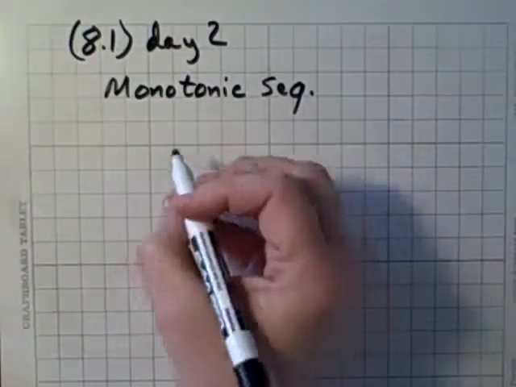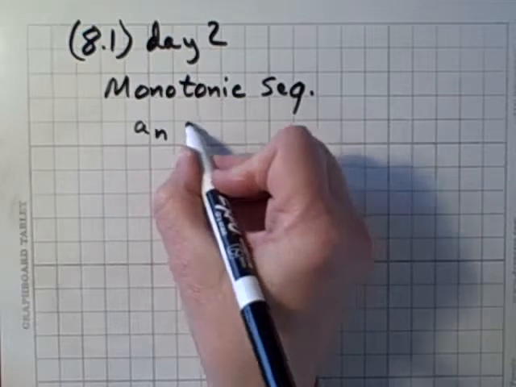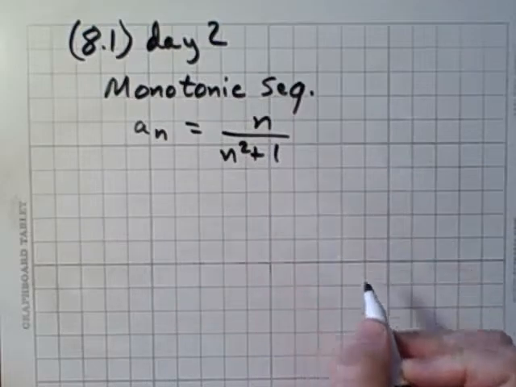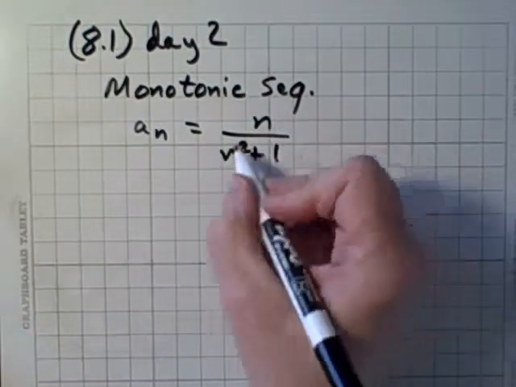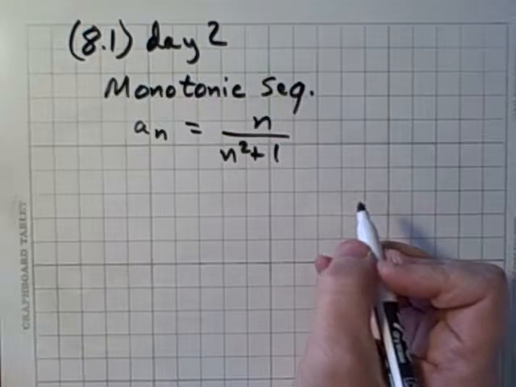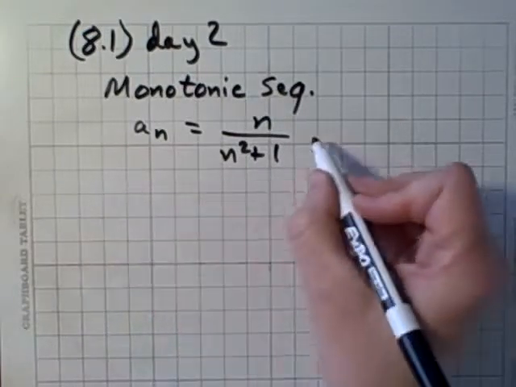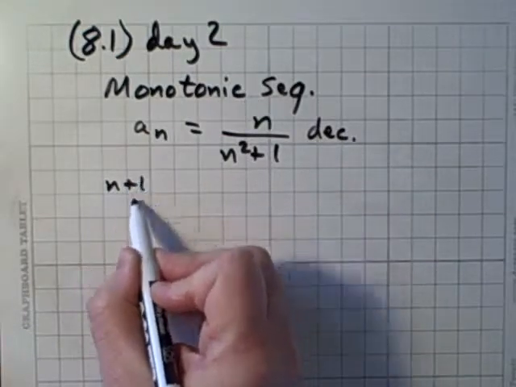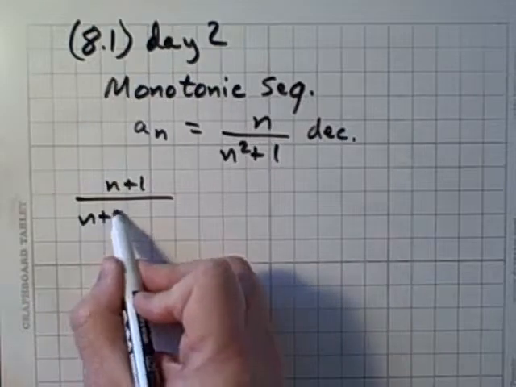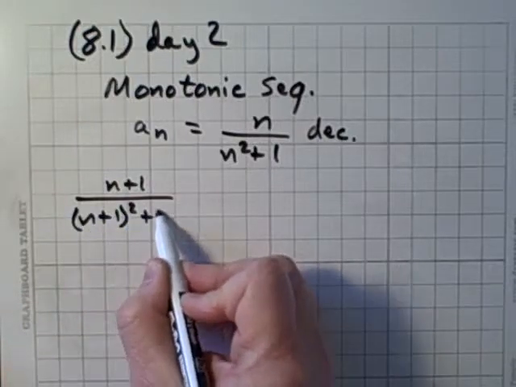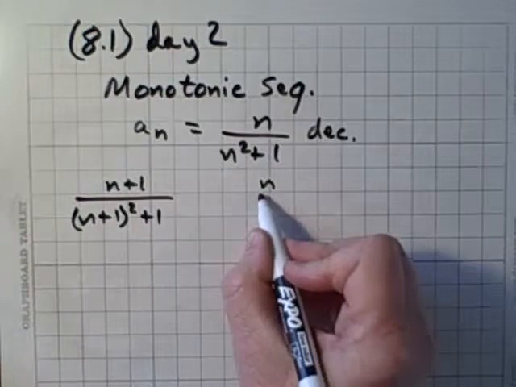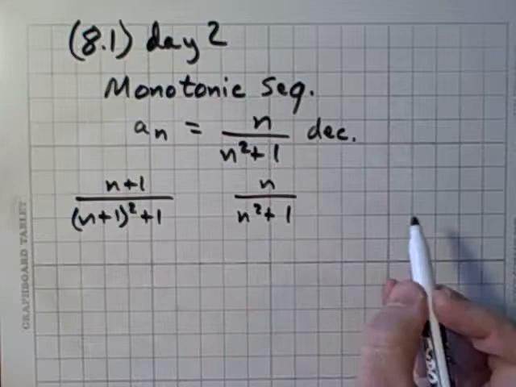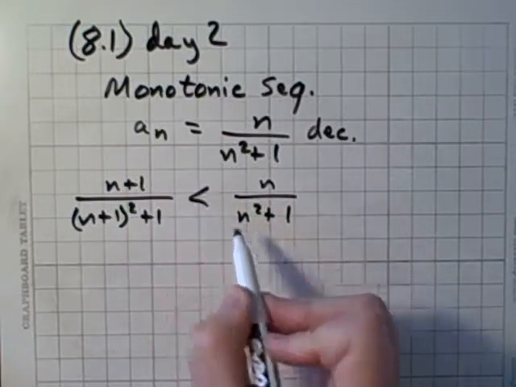A second example would be n over n squared plus 1. And it's not so obvious this time when you replace n with n plus 1. If we go ahead and do that, they tell us that we're to show it's decreasing, so it ought to. But if you replace n with n plus 1, you get n plus 1 over n plus 1 squared plus 1. And when we compare that to the nth term, it's not real obvious that this guy is smaller and it is decreasing.